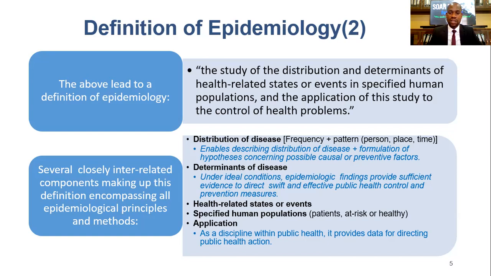Then health-related states or events is another component we have in the definition of epidemiology. So we don't talk about just disease, but over time the definition of epidemiology has progressed from just disease to also include things like behaviors of people and lifestyles and chronic diseases and a lot of other things, using of seat belts, using of glasses, and all that is health related, and it can be considered in epidemiology as something to study.